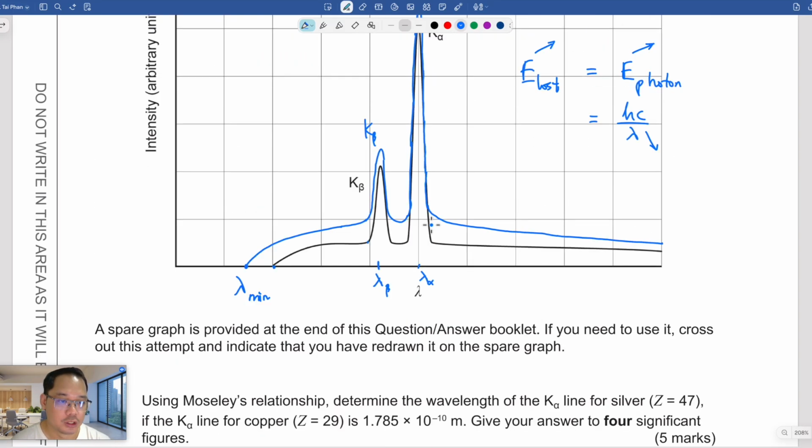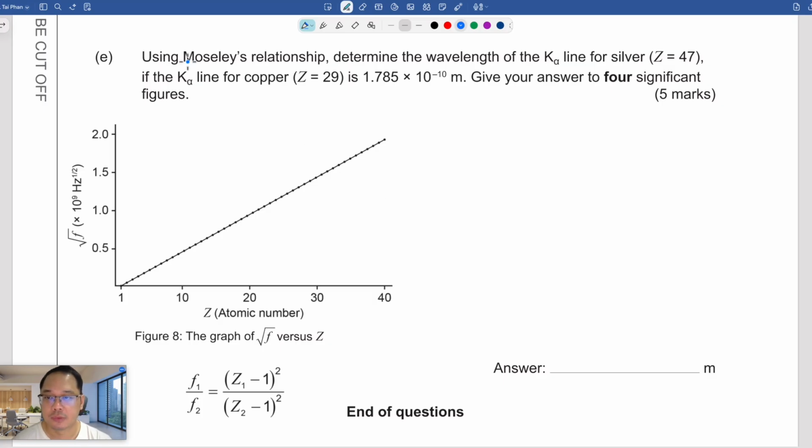So let's move on to the last part, E. Using the Moseley relationship, determine the wavelength of the K alpha line for silver, Z equals 47, if the K alpha line for copper, Z equals 29, is 1.785 times 10 to the power negative 10 meter. Give your answer to 4 significant figures.